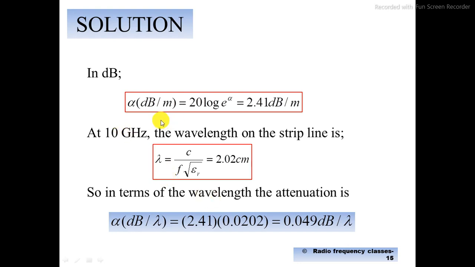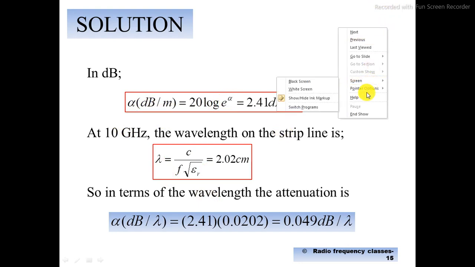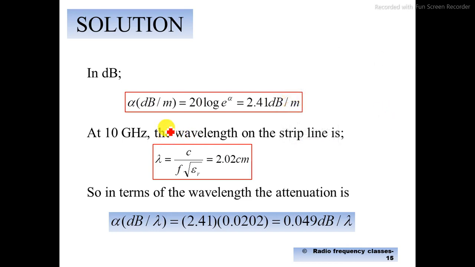See, so in dB, this alpha dB per meter will be 20 log e to the power alpha. The reason, as I told, is that we are talking about the electric field and magnetic field, so we are taking it as 20 log e to the power alpha. So the alpha value whatever we got, we'll take this and then take the log of it, multiply with 20. This is 2.41 dB per meter. Now converting into the per lambda formula, we have to calculate first lambda and then multiply that value with the dB per meter. We will get dB per lambda. So this is the final calculation.